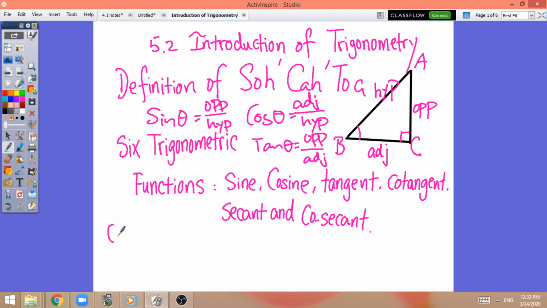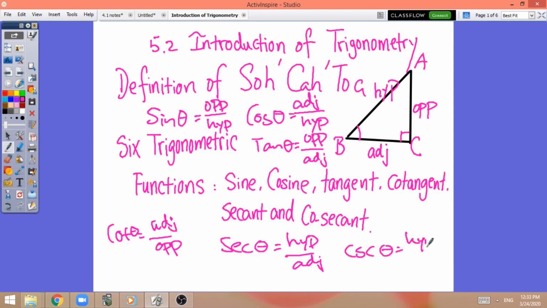Now what about cotangent? Cotangent is just the reciprocal of tangent. So cotangent of theta is considered adjacent over opposite. Okay, let me fix that one there. So that one is just adjacent over opposite. Again, it's just the reciprocal identity of tangent. And then for secant, secant of theta is just hypotenuse over adjacent. And then for cosecant, that one is hypotenuse over the opposite. Okay?